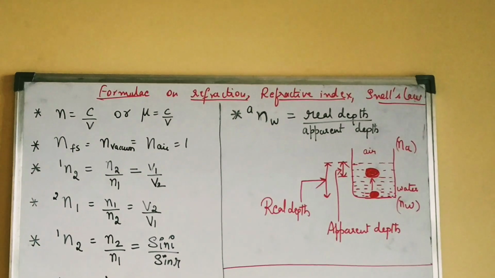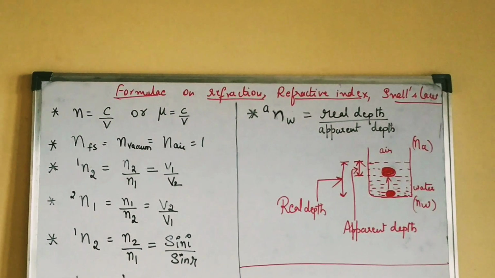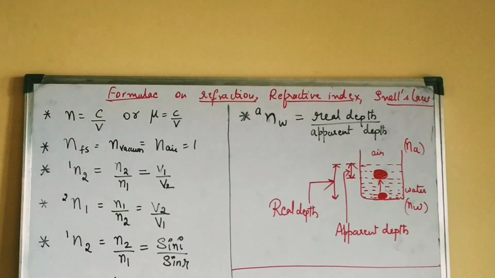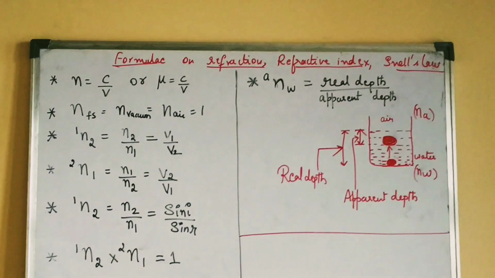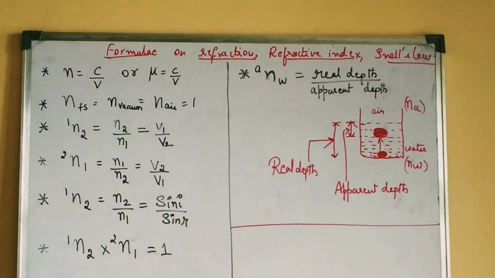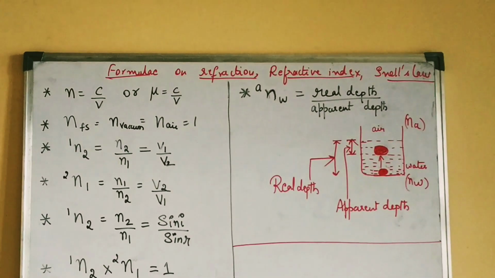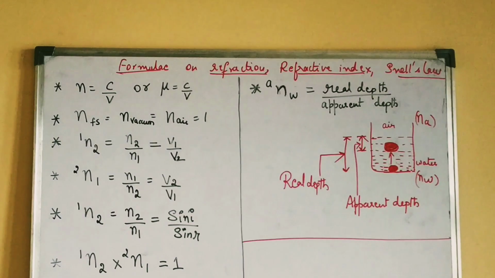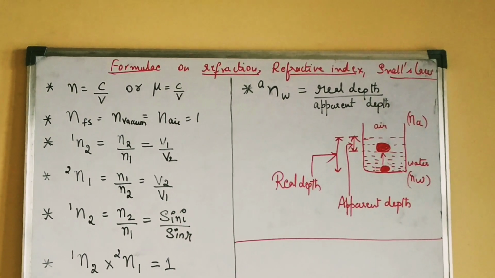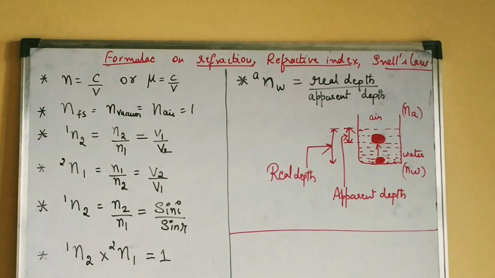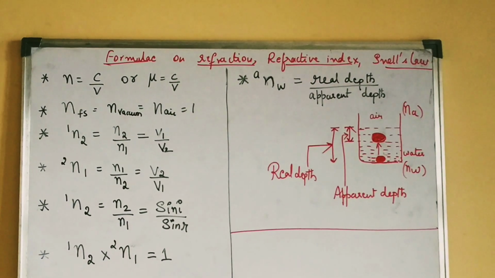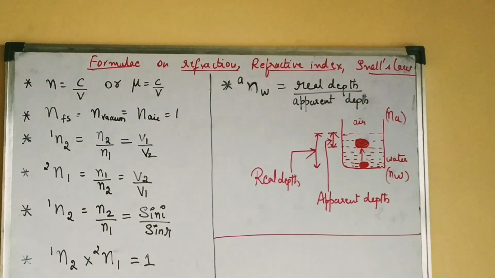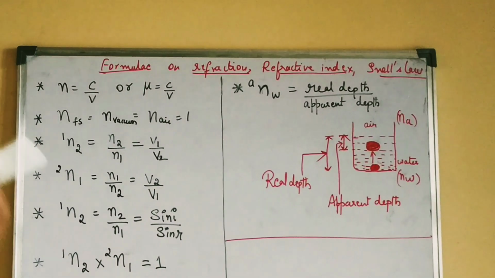When I speak of two mediums, it means a rarer medium and a denser medium, and you know that the velocity of light in a rarer medium is always greater than the velocity of light in a denser medium. That's why the velocity of light in air is always greater than the velocity of light in water, or in glass. Compared to the refractive index of air, glass has a higher refractive index. Again, compared to air, water has a higher refractive index.